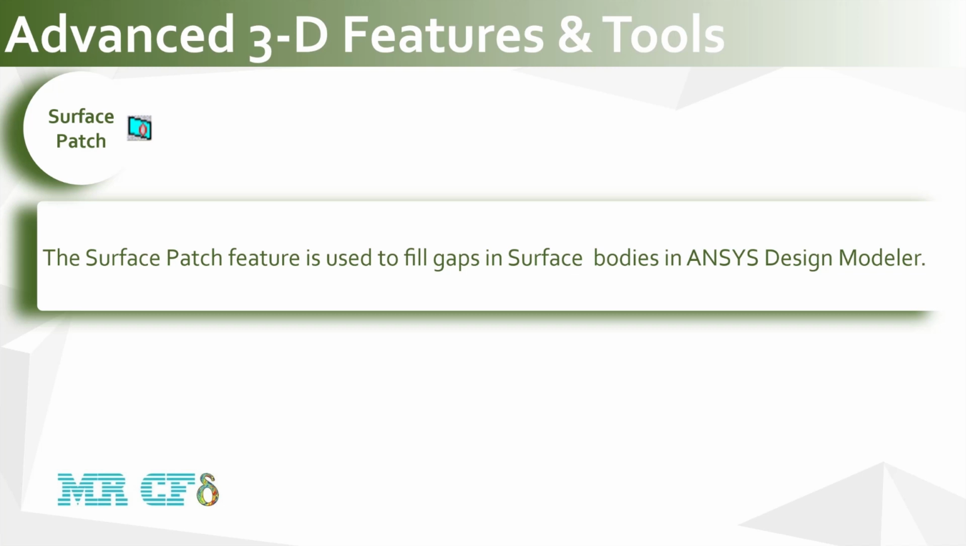For each loop, the first edge selected from a surface body determines which surface body is modified. This logic allows for the selection of multiple patch operations in a single feature, even if some of those patches are on different surface bodies.